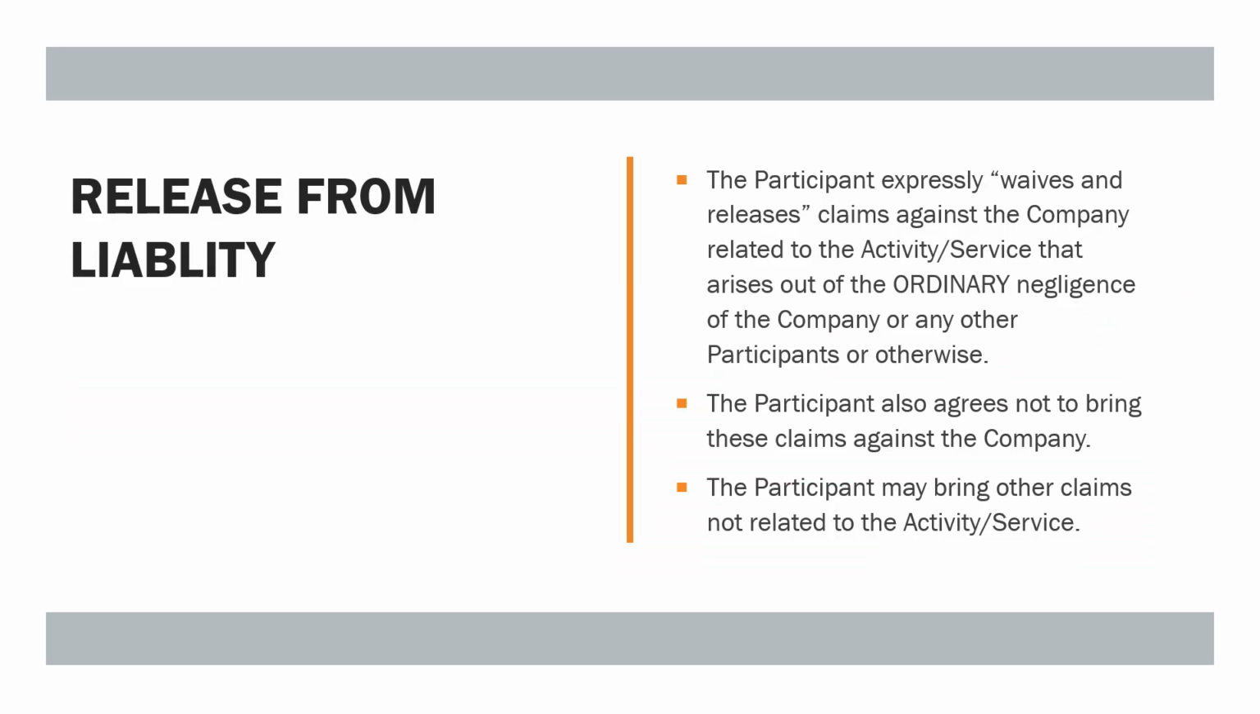The next section is called Release from Liability. This is where the participant expressly waives and releases any claims against the company related to the activity or service that arises out of ordinary negligence of the company or any other participants or otherwise. The participant also agrees not to bring these claims against the company, and the participant may bring other claims not related to the activity or service. So this does not completely cover the company from all liability.